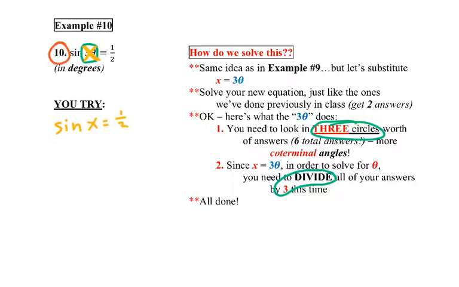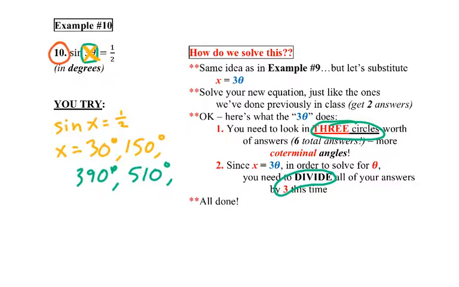We can take the inverse, do all those steps, and x equals either 30 degrees in the first quadrant, or where else is sine positive? Second quadrant, so 150 degrees. But that's in the first circle. Let's look in the second circle. So we're going to add 360 to each of those. It's also going to be 390 and 510 degrees.